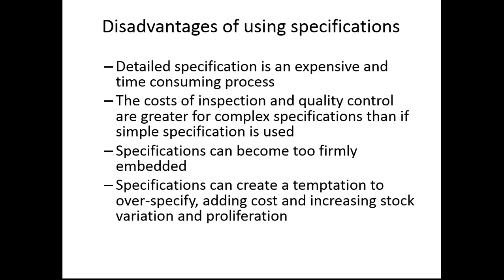Specifications create the temptation to over-specify. When you over-specify, you add cost. Lots of cost. But it also has the problem of increasing stock variations and proliferation. Stock, or inventory if you prefer the word, costs businesses an additional 30% on the buy price on average. It is not unusual for specifications to be responsible because they're interpreting the need. So as they interpret the need, they increase the stock.